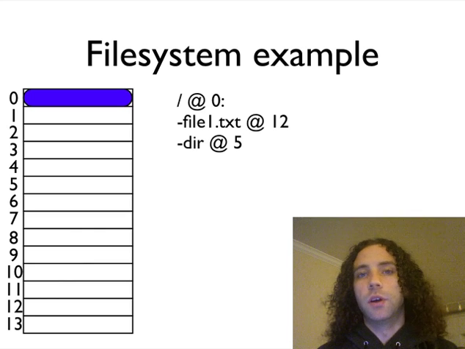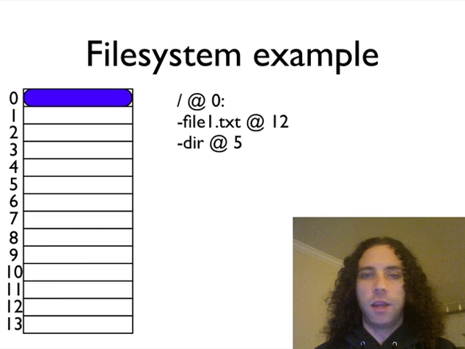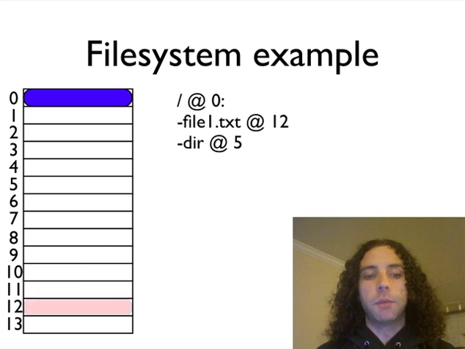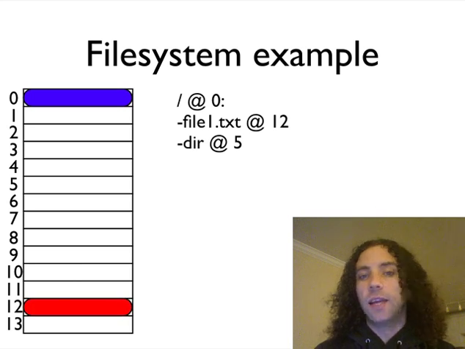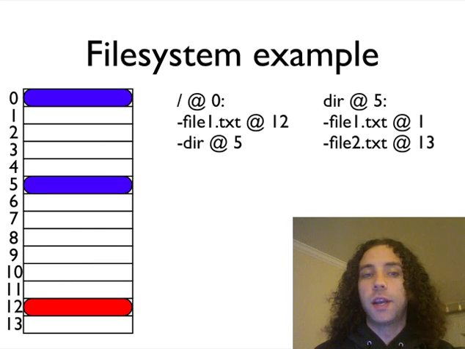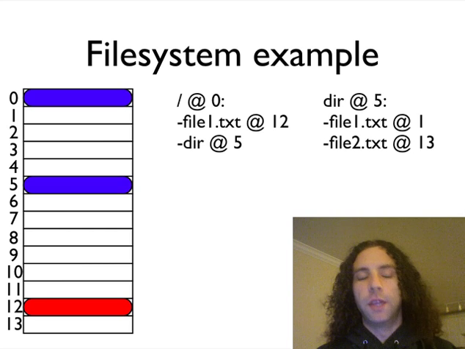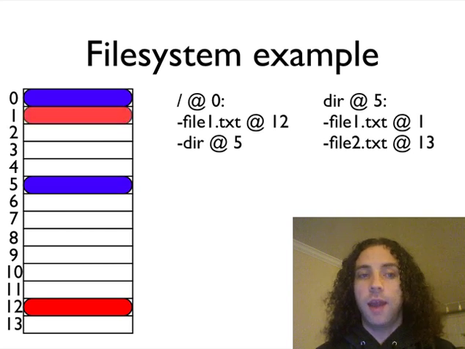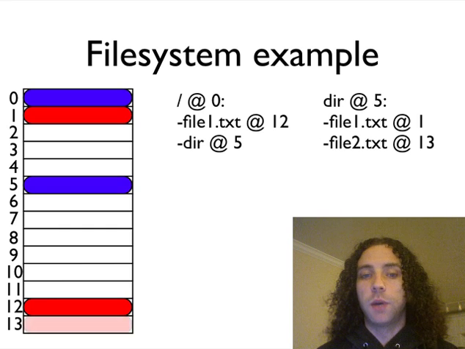In this case, we're going to call it slash, as it's called in Unix systems, and that's going to be at index 0 in the list. Now this directory will contain information describing other files that you have on the file system. For example, this one says there's something called file1 at index 12, and there's something called dir at index 5. The one at index 5 is another directory. This directory talks about something called file1 at index 1 and file2 at index 13.